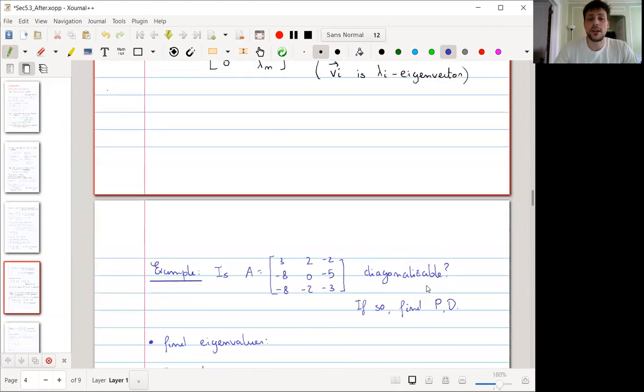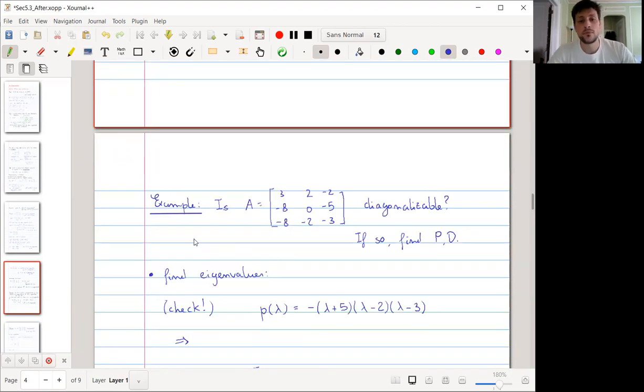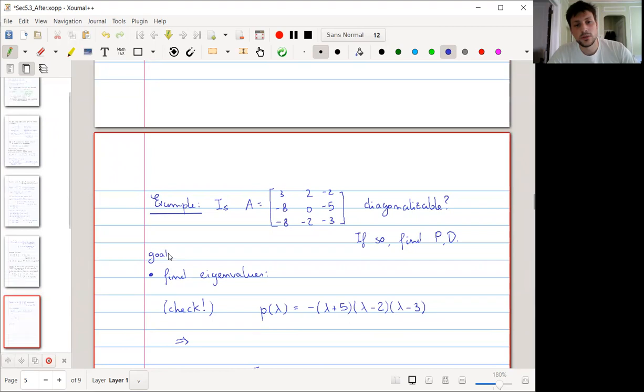Let's apply that theorem in one example. We wonder whether this matrix here is diagonalizable. In other words, what we want to do is to find a basis of R3, in this case, of eigenvectors of A. So our initial goal is to find a basis for R3 made of eigenvectors of A, because that will guarantee that A is diagonalizable.